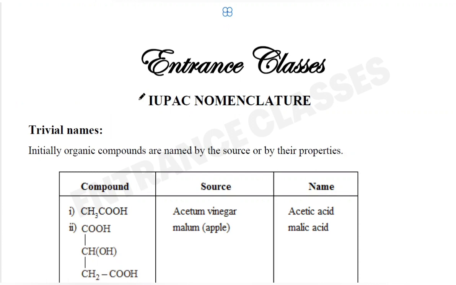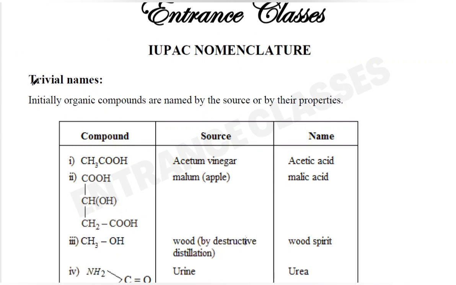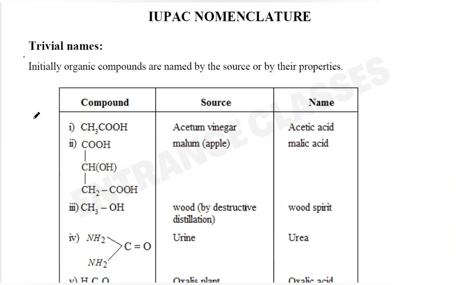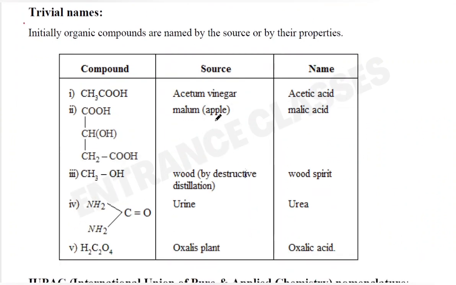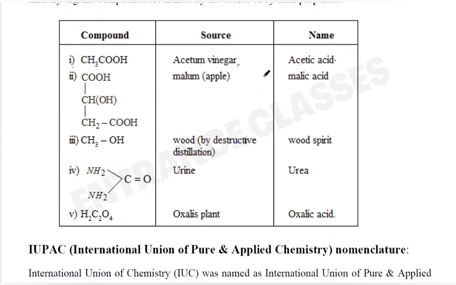IUPAC nomenclature. Before starting IUPAC nomenclature, we have to know the trivial names. Actually, these are named from the source. For example, this is acetic acid. Really, this acetic acid comes from acetum, vinegar, and that's why it is called acetic acid.